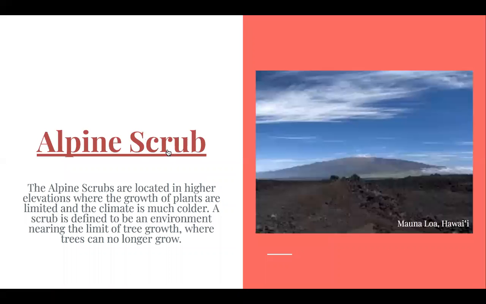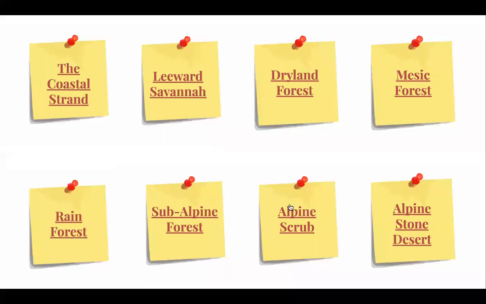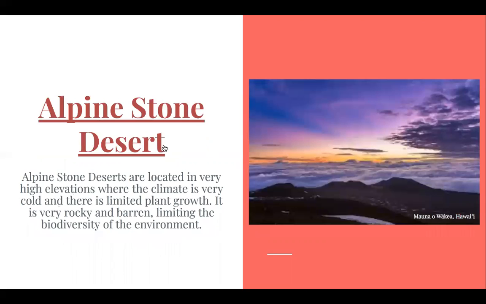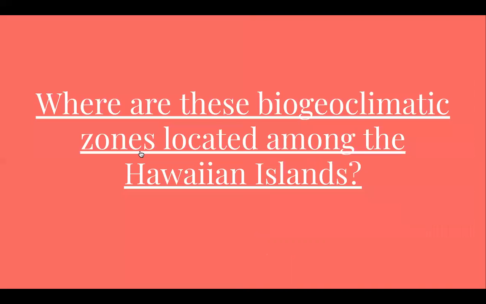For alpine scrub, this is located in much higher elevations where the growth of plants is limited and the climate is much colder. A scrub is defined to be an environment nearing the limit of tree growth where trees can no longer grow. And lastly, for alpine stone desert, they are located in very high elevations where the climate is very cold and there's limited plant growth. It is very rocky and barren, limiting the biodiversity of the environment.